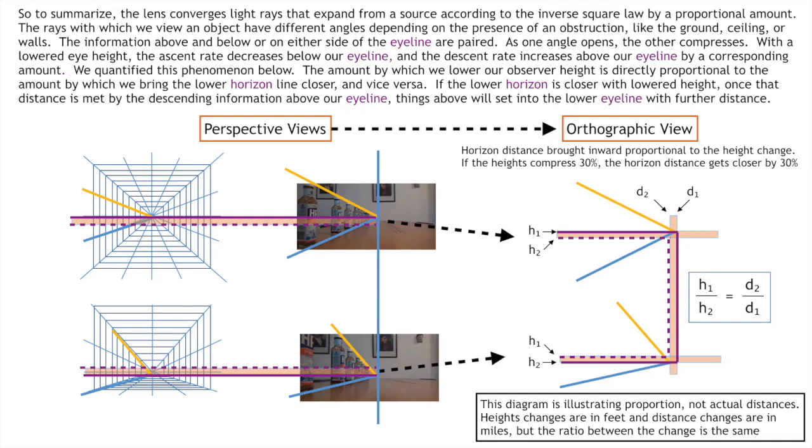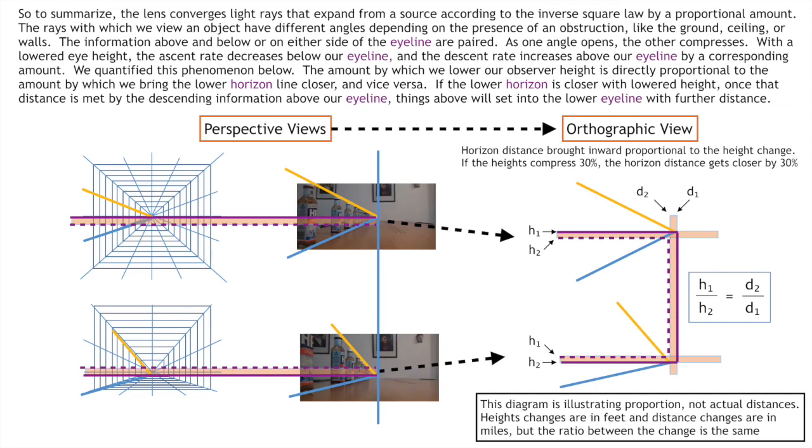With a lowered eye height, the ascent rate, the blue line in this example, decreases below our eye line, and it becomes more stabilized. And the descent rate increases above our eye line by a corresponding amount, and things appear to descend at a faster rate.